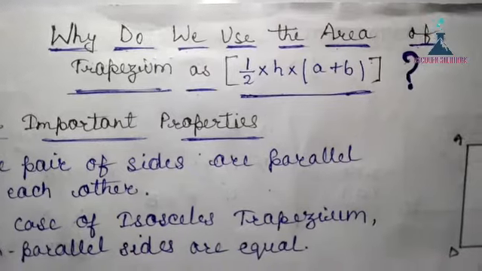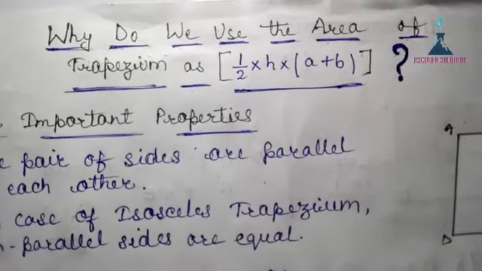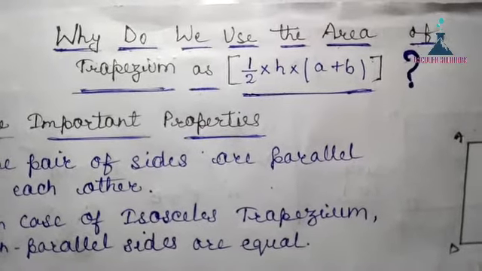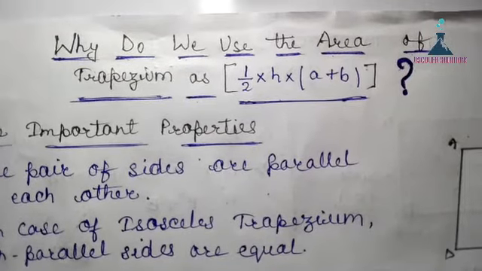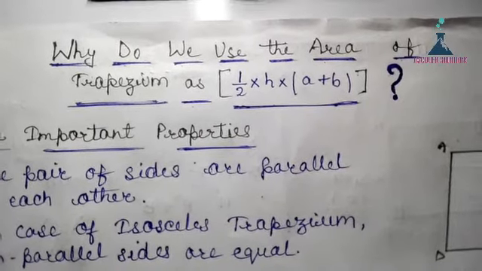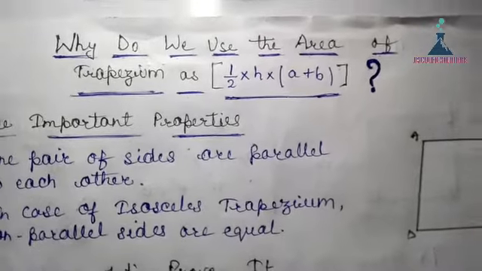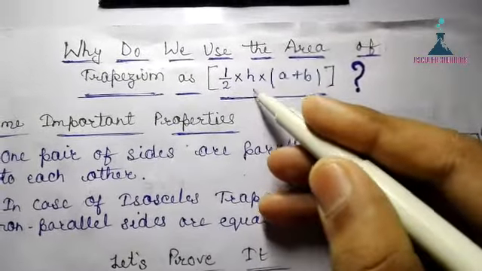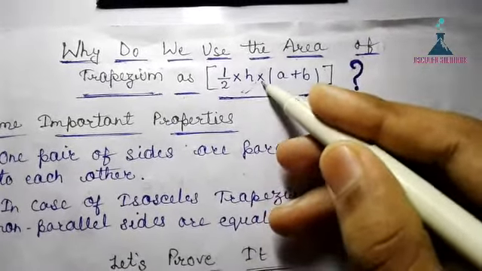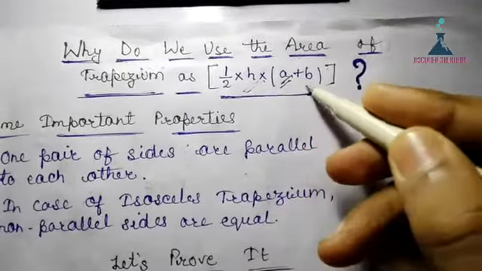And today this video is going to be very interesting because today I have a question: why do we use the area of trapezium as half into h into (a plus b), friends, where h is the distance, the height, and a is one side and b is one side.